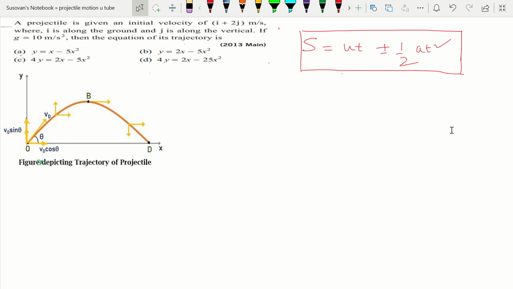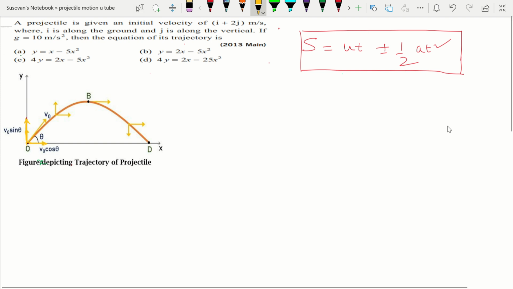Friends, today we will solve a numerical from projectile motion which came in Siemens 2013. In the numerical, the initial velocity of a projectile is given and we have to find out the equation of the trajectory of the projectile motion. Before solving this problem, we will derive the corresponding formula.